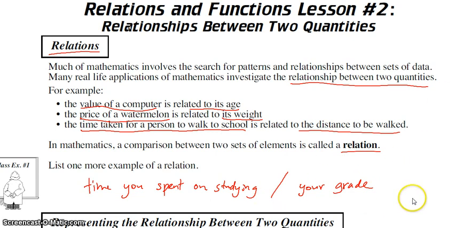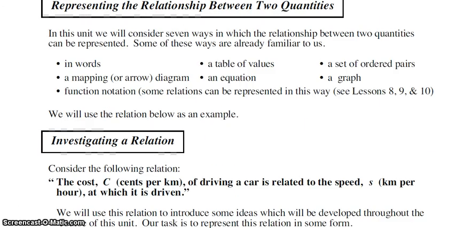Okay, representing the relationship between two quantities. There are a lot of terms here. First it says there are seven ways to represent the relationship. You can describe them in words. You can make a table of values. You can show a set of ordered pairs, which are the coordinates. You can draw a mapping diagram, we'll see an example soon. You can write an equation. You can draw a graph. And also you can use function notation, a concept that will be explained in lessons 8, 9, and 10. So we're going to use the following relation and show you all these different ways of representation.